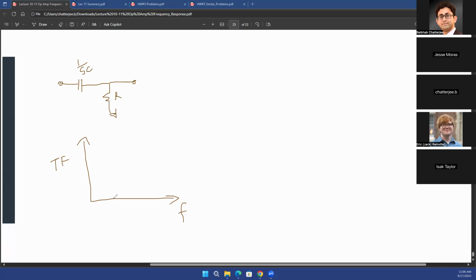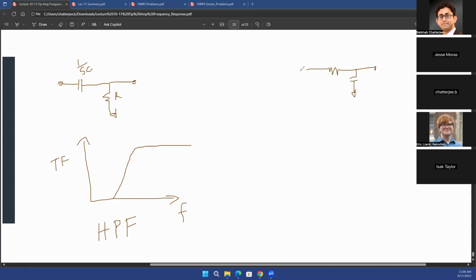If you plot the transfer function, it will look something like this. And that is a high pass filter transfer function. The previous one was a low pass filter transfer function because in the previous case, you are passing the low frequencies, but rejecting the higher frequencies.